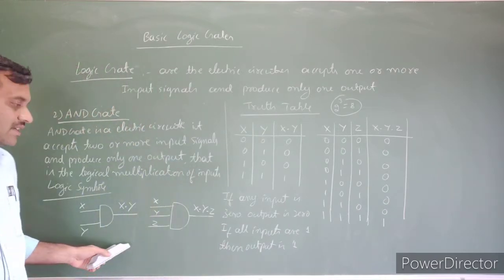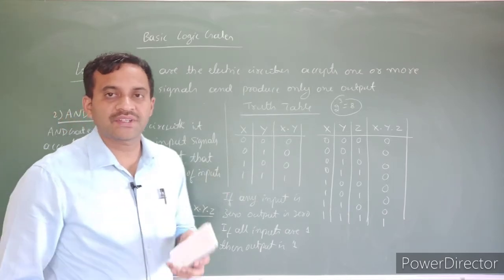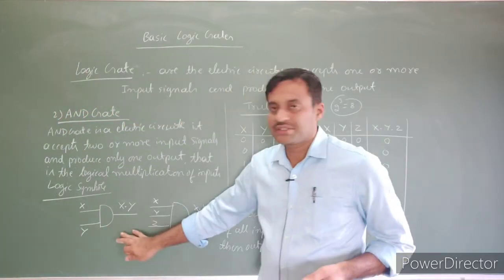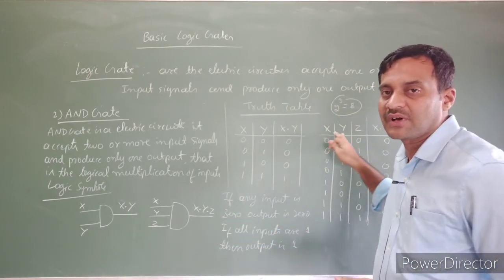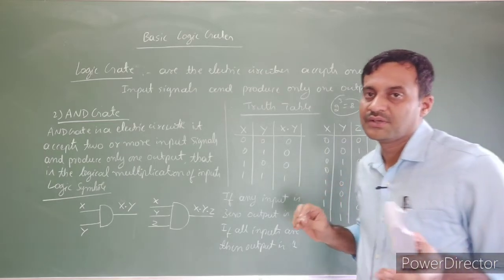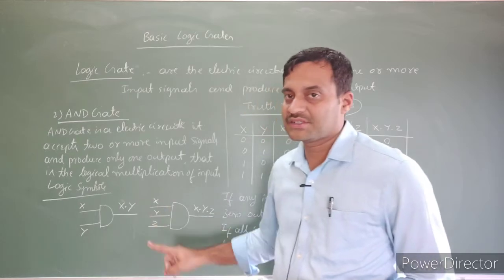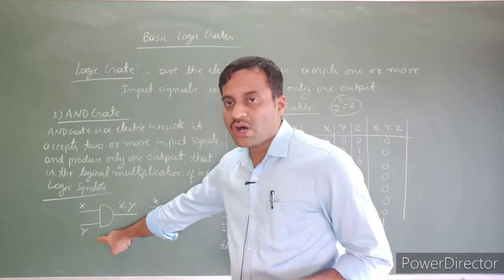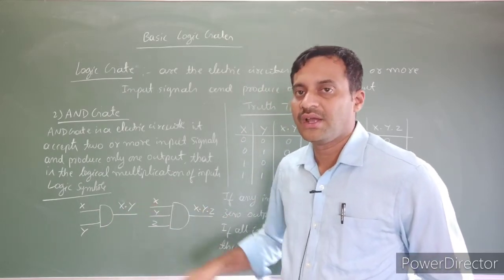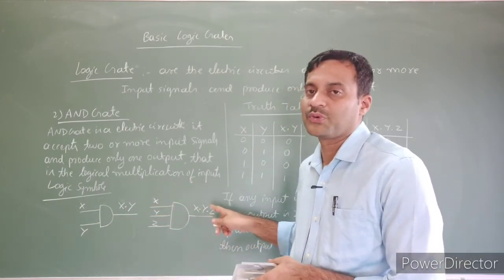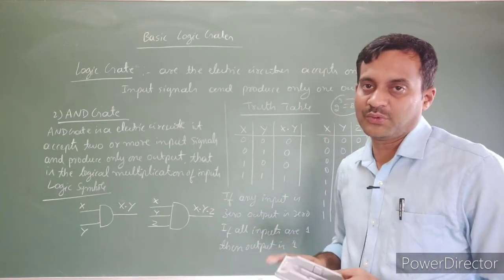See the logic symbol. It is asked for 2 marks. Write this logic symbol and truth table. If you are asked for 2 marks, first write the logic symbol, then write the truth table for 2 variables and also for 3 variables. If it is asked for 1 mark, then just write the logic symbol. It accepts at least 2 or more input signals and produces only one output signal. The output is the logical multiplication of the inputs.